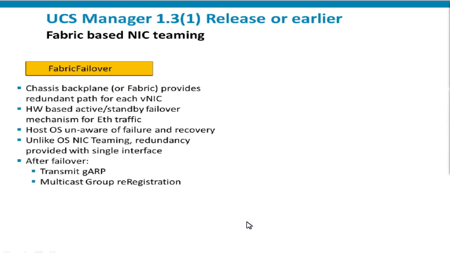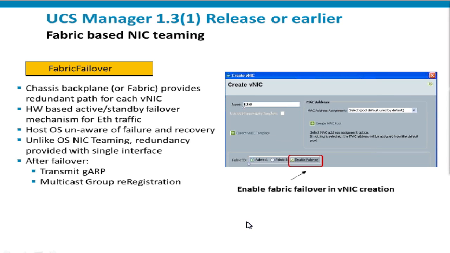So Fabric failover is available today. It's been available since UCS FTS, ever since the 1.0 release. Now, how it works is relatively simple. You create a VNIC, and when you create a VNIC, you just say, please enable failover on this VNIC.